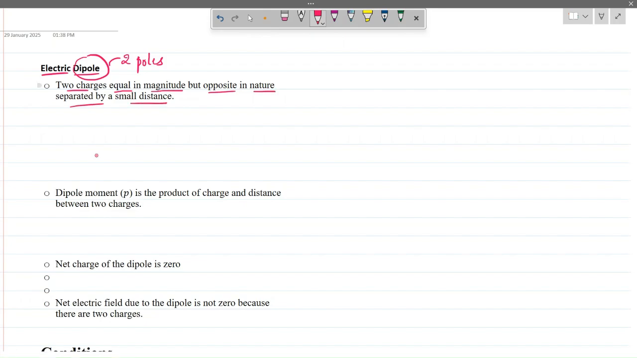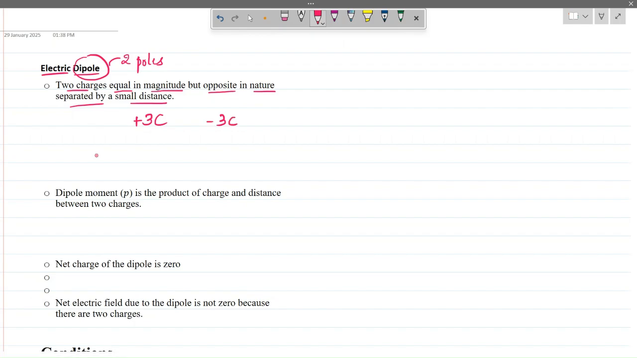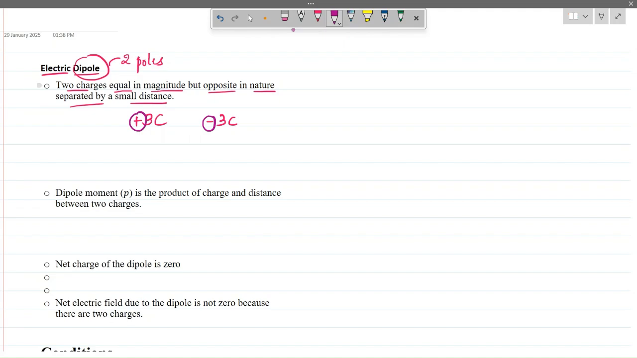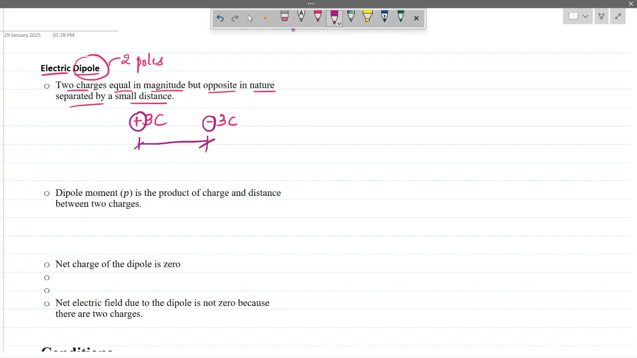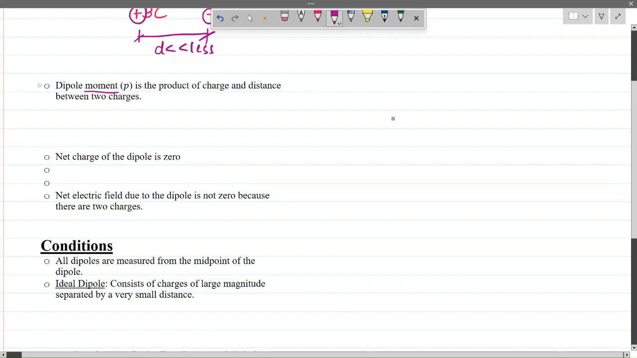Two equal charges. Say for example, it is 3 coulombs and this is also 3 coulombs. But here it is a positive charge and here it is a negative charge. So these two charges have equal magnitude, but the nature is different, right? Here it is plus and here it is minus. Two charges which are equal in magnitude but opposite in nature and separated by a very small distance.